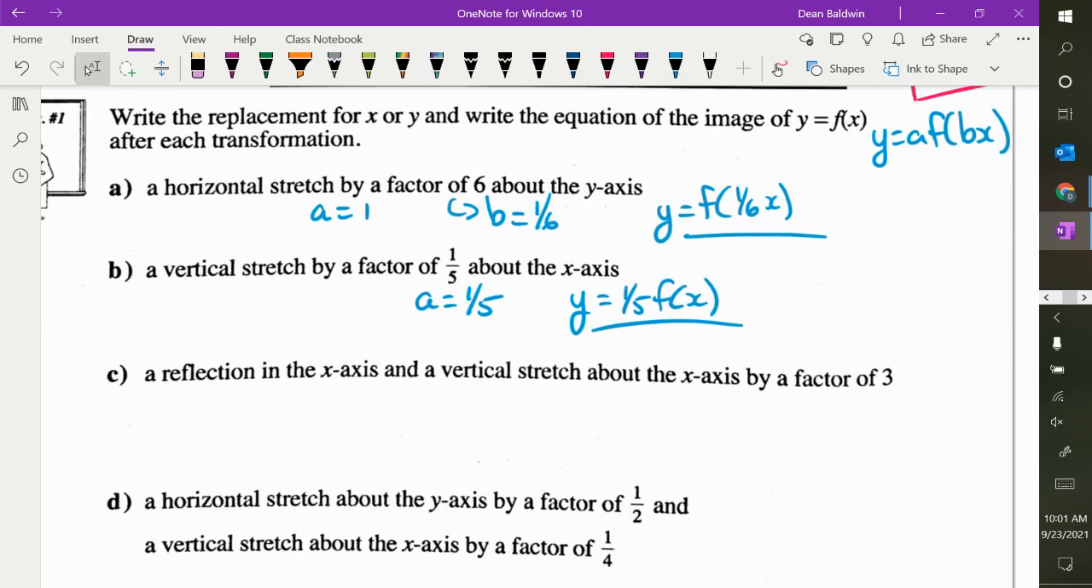A reflection in the x-axis. As soon as you see the word reflection or flip, what does that mean? It's going to be a negative value, right? And a vertical stretch about the x-axis by a factor of 3. Okay, do we have an A or a B here? Oh, is it an A and B? It's just A, right? Because the x-axis, here's the x, here's the y. If we reflect over there, that's an A value, right? Because we're changing the y's. So this is an A value of what? -3. So our equation would be -3 f of x.